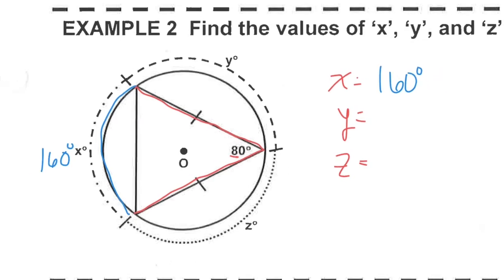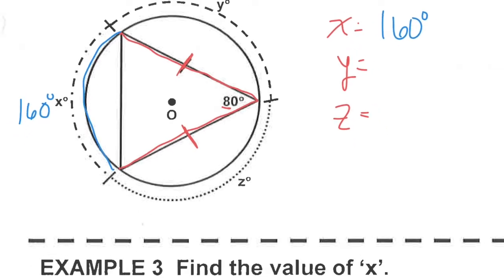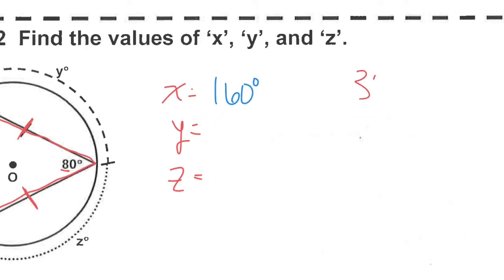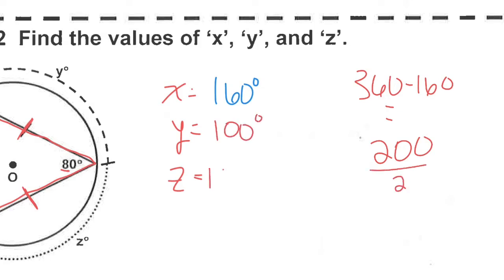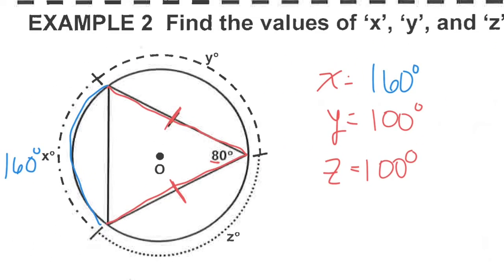Now I need to find y and z, but I know something about them. These marks right here mean that these two chords are congruent, which means that their arcs are also congruent. So I need to take 360 and subtract the arc I know, and I get that there's 200 degrees left for the other two arcs, but they're equal, so if I divide by 2, I get that each of those is 100 degrees. So that used inscribed angles and something we learned a while ago that said if you have congruent chords, their arcs are congruent as well.